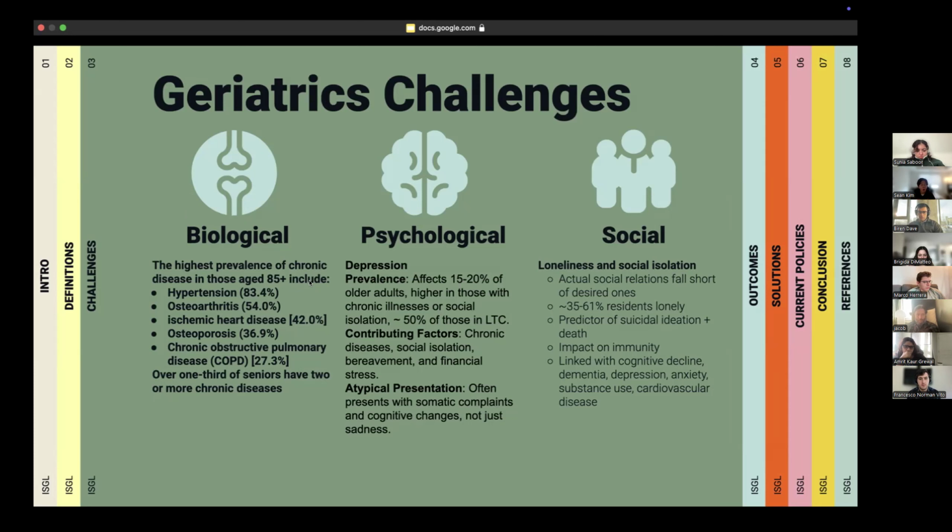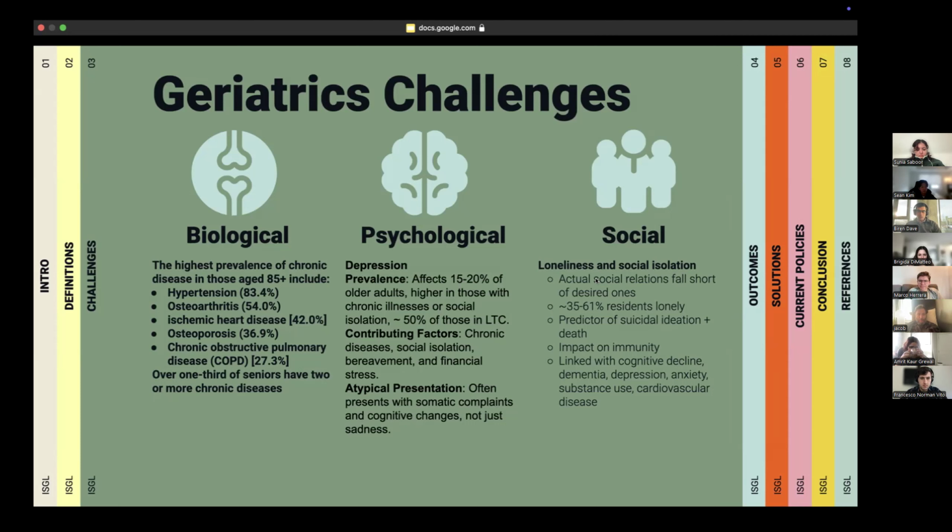Psychologically, older age also increases the incidence of several psychiatric and mental health conditions, an example of which is depression. So depression affects 15 to 20% of older adults, and the rates of depression are higher in those people who have other chronic illnesses or exacerbating factors like social isolation, as well as those living in long-term care facilities. There are many contributing factors to depression, including chronic disease burden, social isolation, bereavement, and financial stress. It's important to note that unlike depression in younger people, depression in the elderly can often present differently, often including things like somatic complaints and cognitive changes, not just your typical symptoms of sadness and low mood.